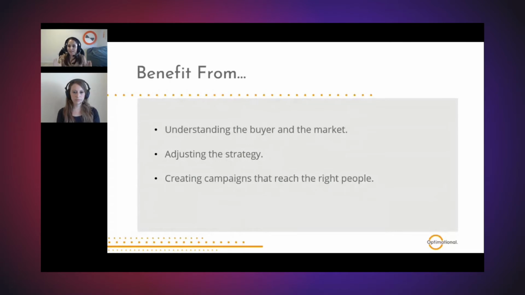Now, all of these insights we obtain from the market research will help a business in many ways. It will help them understand the buyer and the market, to adjust the strategy based on the insights, and to create campaigns that reach the correct people who will relate mostly to your company's message and products.